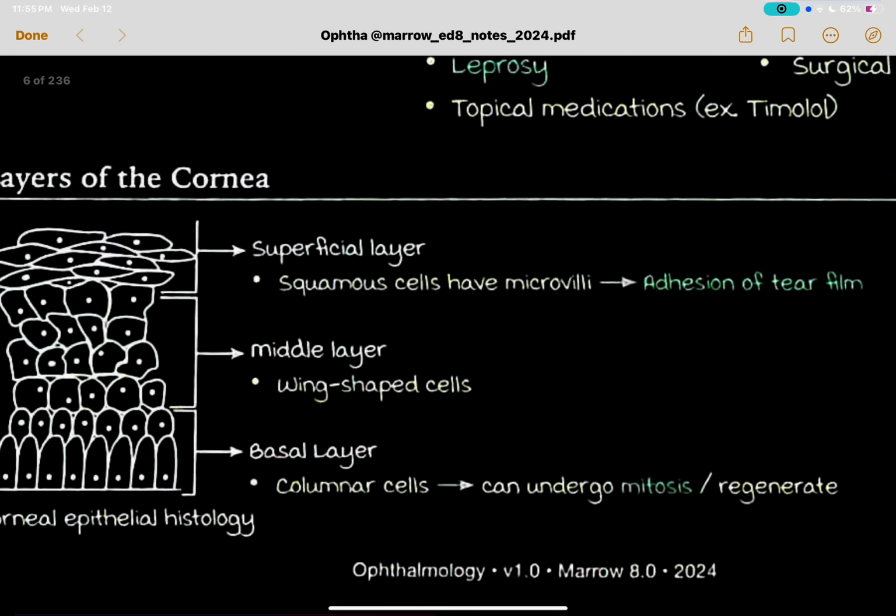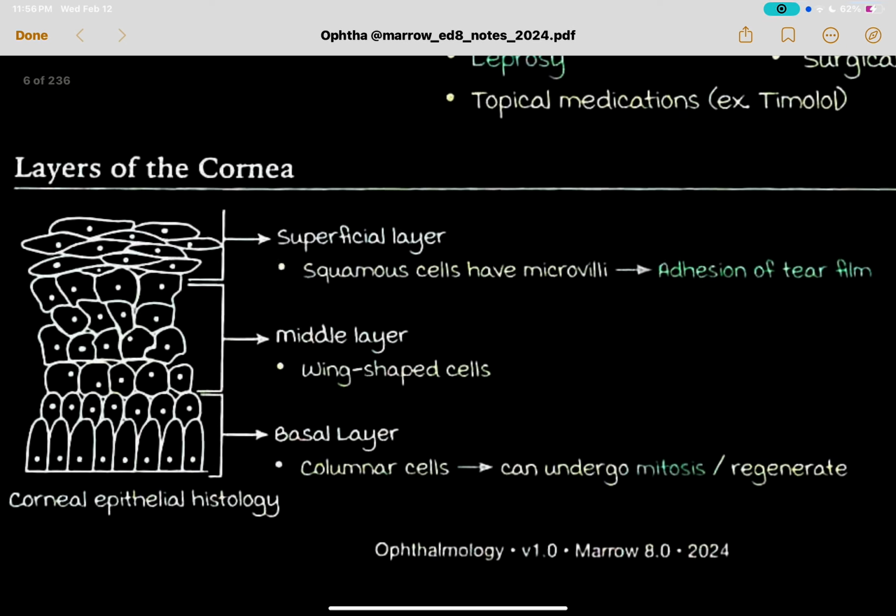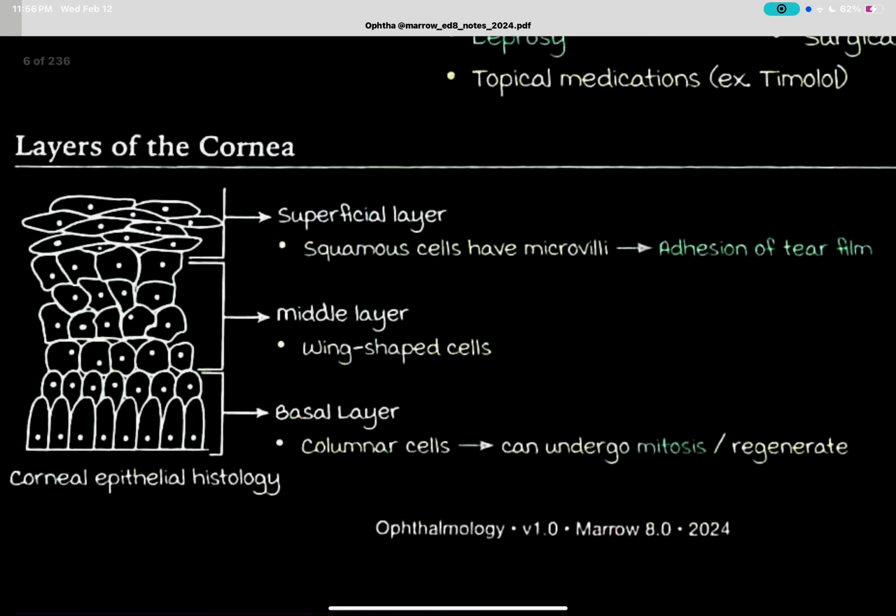Layers of cornea. So cornea also has layers. Here is a histological image. You can see the starting is from basal layer, which is columnar cells. It can undergo mitosis and regenerate. Middle layer is wing-shaped cells, and superficial layer is squamous cells which have microvilli for addition of tear film.